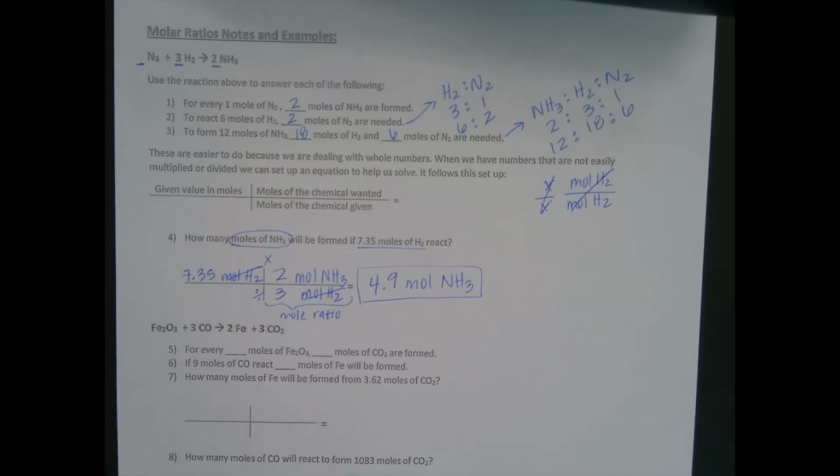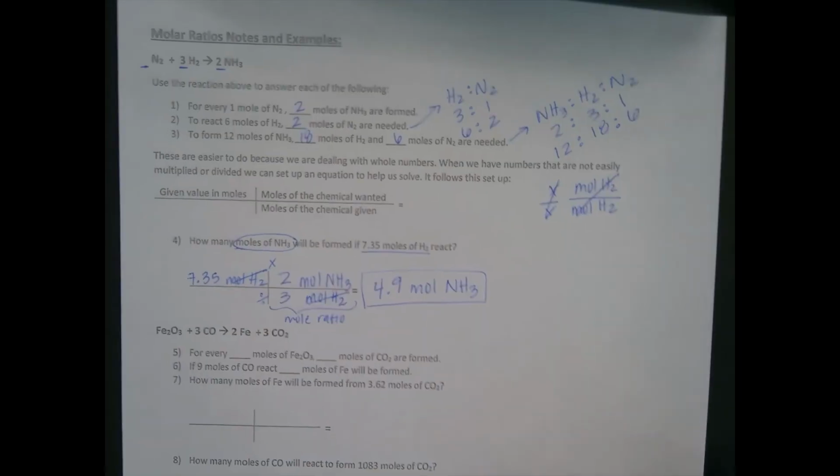Okay, the other thing is, what does this mean? Let's say that you are a scientist working in a lab, and your boss comes in and says, okay, we've got 7.35 moles of H2 of supplies. How many moles of NH3 can you make from that? This kind of calculation is what you would do to solve that problem. Now we know in the real world it wouldn't be exactly 4.9 because there is experimental error and things that can happen, but this is what you would get from that calculation.